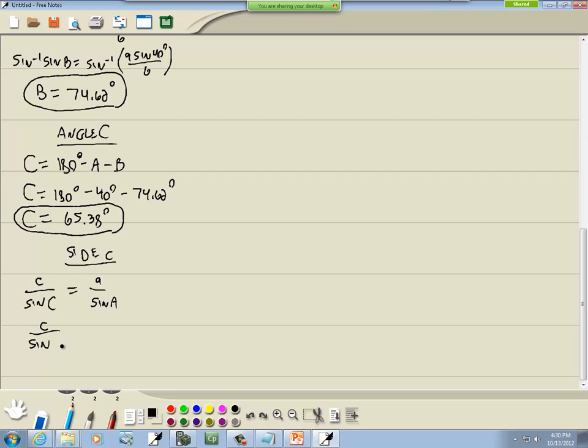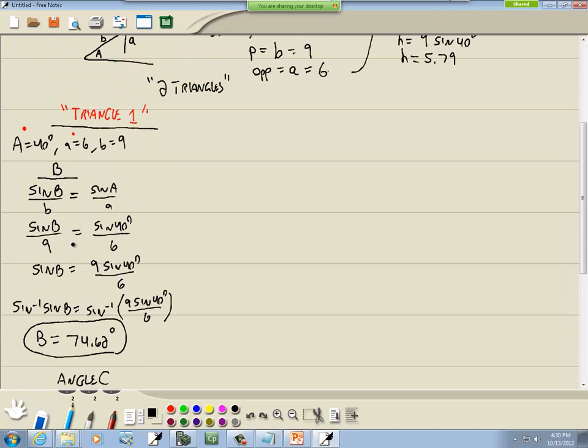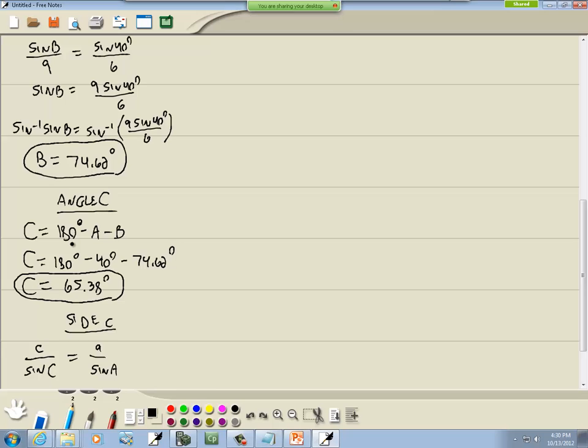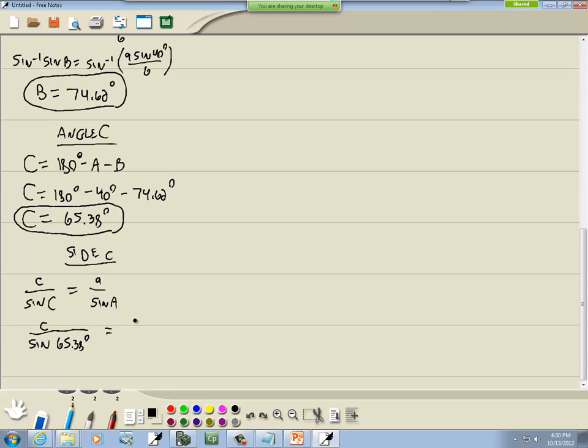This is 65.38 and a lot of decimal places. I'll just go ahead and put 2 of them here though. Is equal to a, and a was 6 over sine A, and sine A was 40. So now we're going to multiply both sides by sine 65.38. So side c is equal to 6 times sine 65.38 degrees over sine 40 degrees.